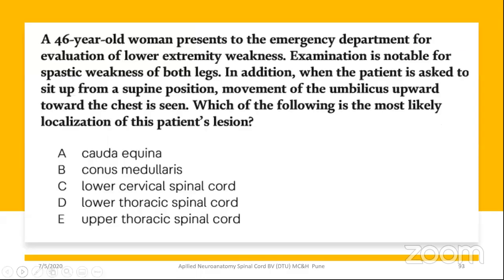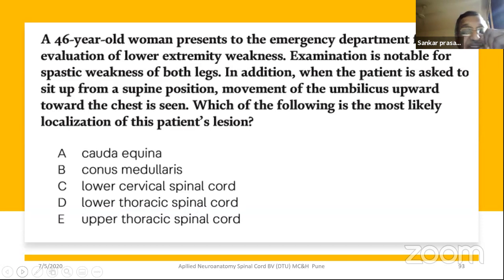A 46-year-old woman presents to the emergency department for evaluation of lower extremity weakness. Examination is notable for spastic weakness of both legs. In addition, the patient is asked to sit up from the supine position. Movement of the umbilicus upward towards the chest is seen. Which of the following is the most likely localization of this patient's lesion?